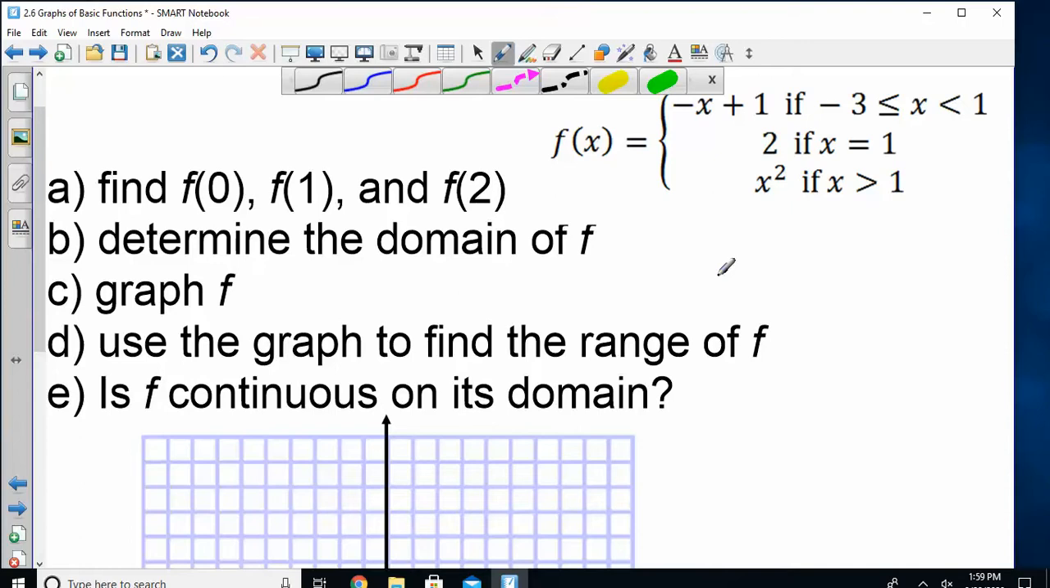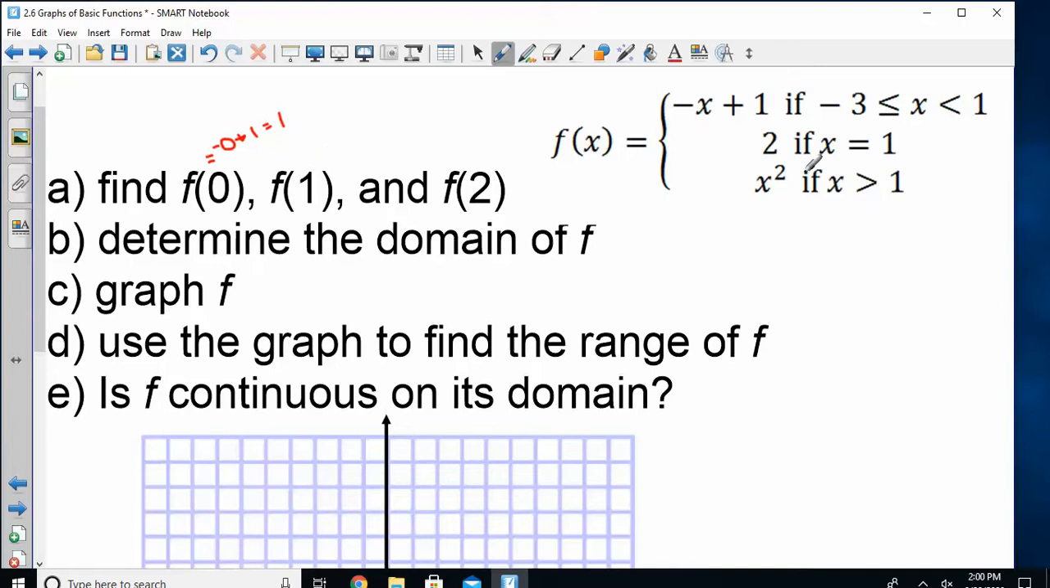Between negative 3 and 1. So I'm plugging it in the first piece here. So when I say f of 0, you might have to come out to the side or whatever. Then I'm plugging it into the first piece, so the opposite of 0 plus 1, which is just 1. So you have to watch. You're only going to get a single answer. Plug it into the correct piece for that.